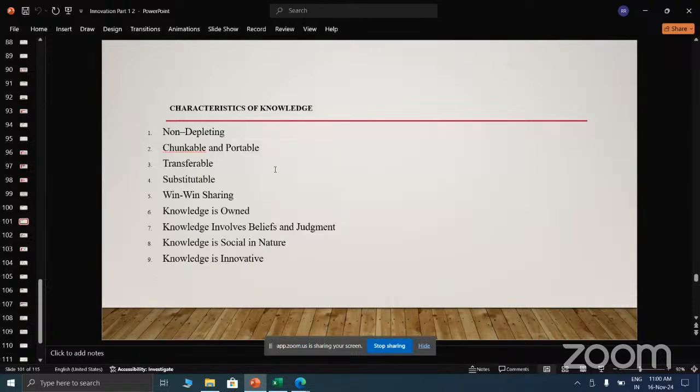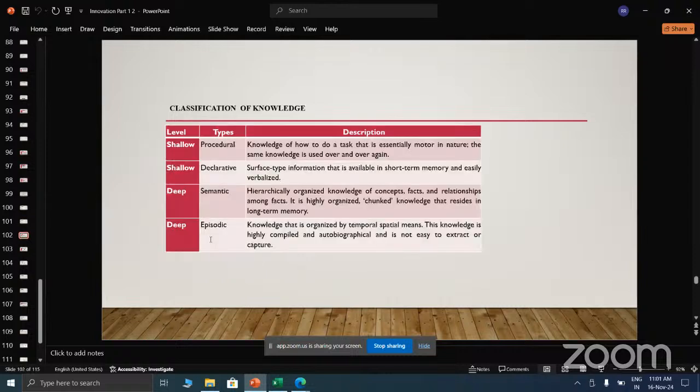Now let's look at characteristics of knowledge. These are non-depleting, chunkable and portable, transferable globally, sustainable or substitutable. It's a win-win sharing situation for both knowledge sharers and knowledge gainers. Knowledge can be owned, that is, it can be patented. It involves beliefs and judgment. Knowledge is also social in nature and it is innovative.